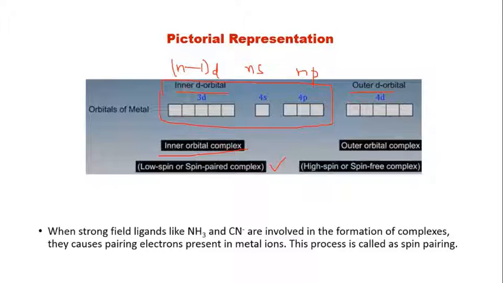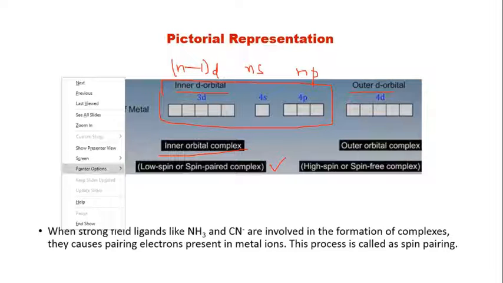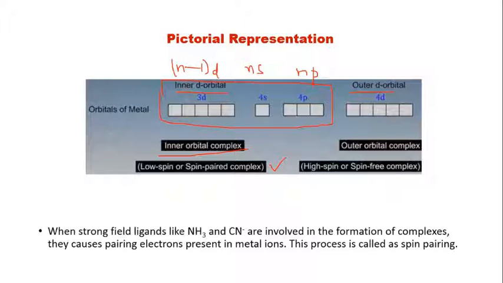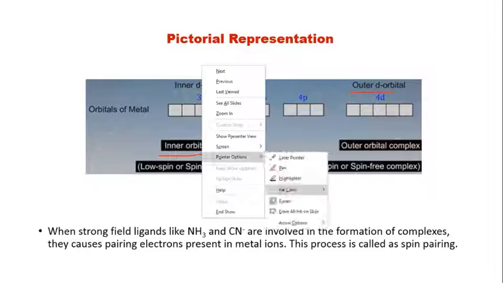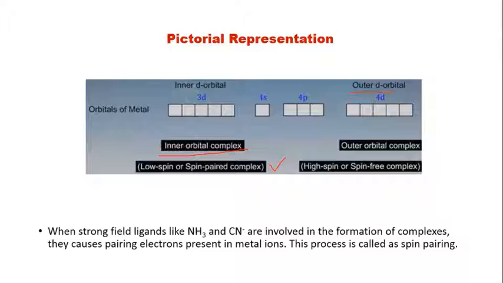Suppose for example it uses ns, np and nd, like 4s, 4p and 4d. If this set of orbitals is used for hybridization, that would lead to an outer orbital complex or high spin or spin free complex.